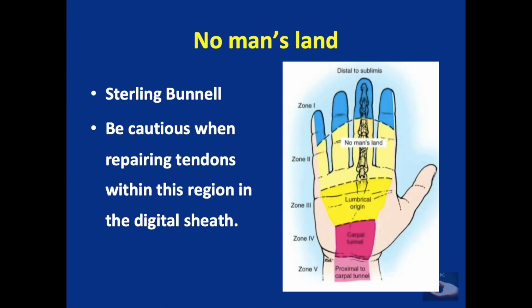Now we can understand why Sterling Bunnell called zone 2 the no man's land, because we need to be cautious when repairing tendons within this region, which consists of two tendons in a tight osteofascial tunnel.